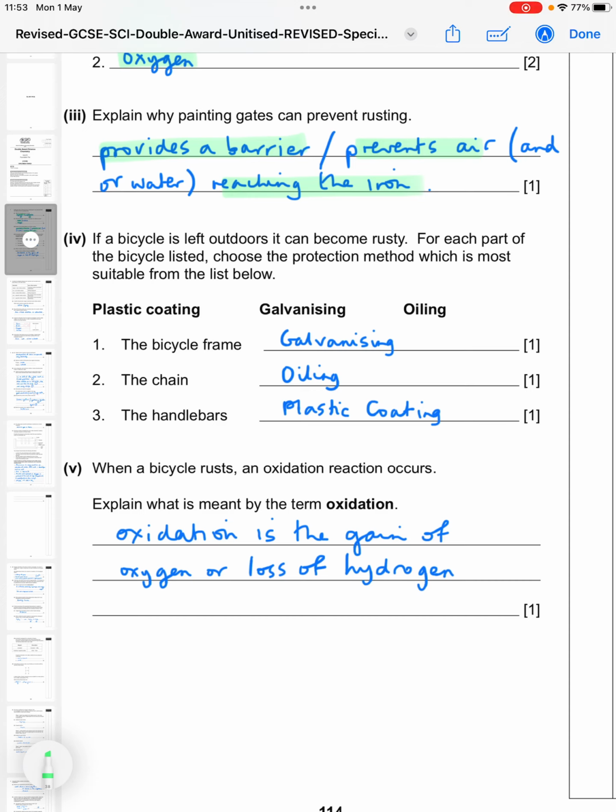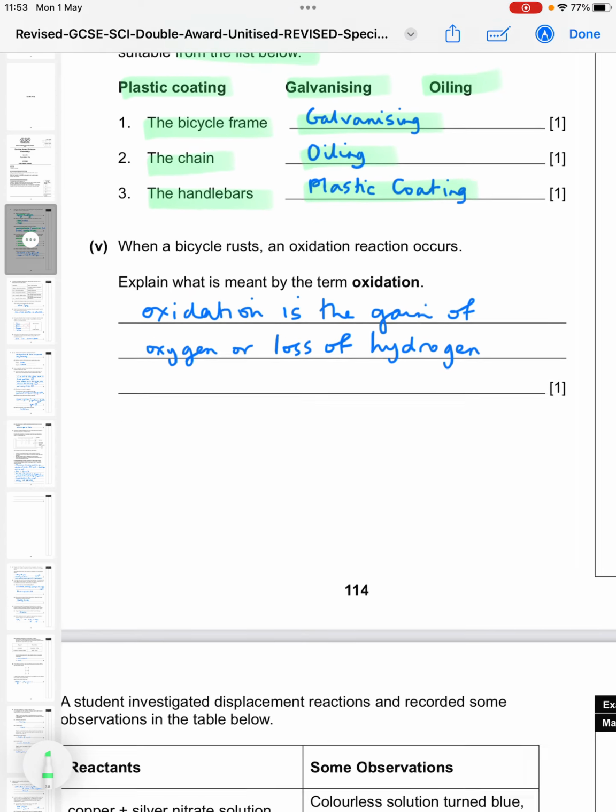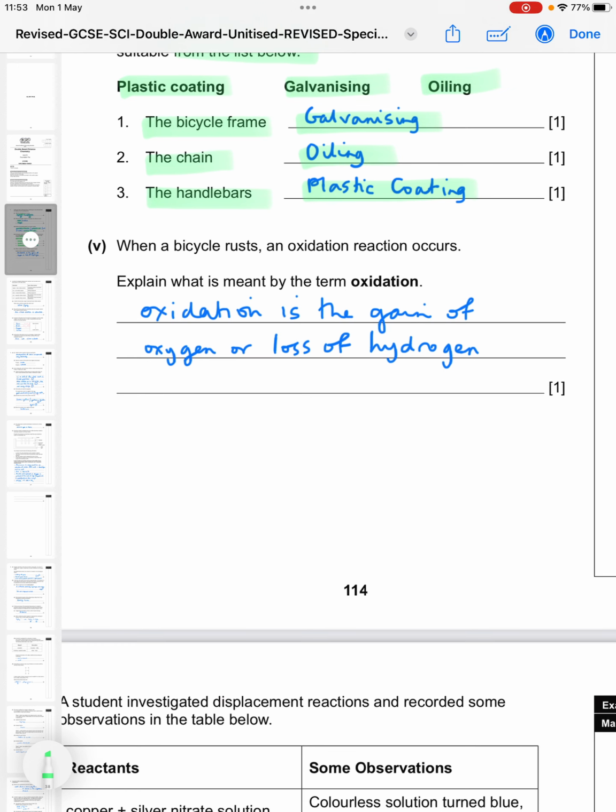Now, if a bicycle is left outdoors, it can become rusty. For each part of the bicycle listed, choose the protection method which is most suitable from the list below. So if you get from the list below or from the words or whatever, don't go rogue, use those, otherwise you will not get the mark. So you have a choice of plastic coating, galvanizing and oiling. So the bicycle frame is going to be galvanizing, the chain obviously is oiling, and then the handlebars plastic coating.